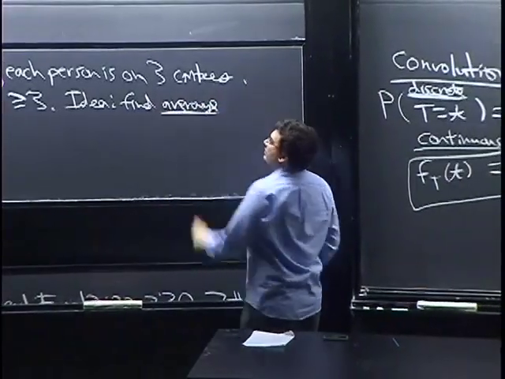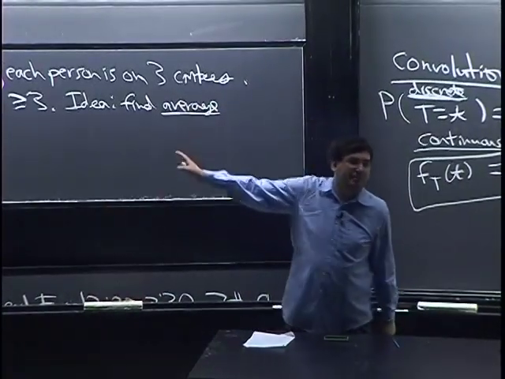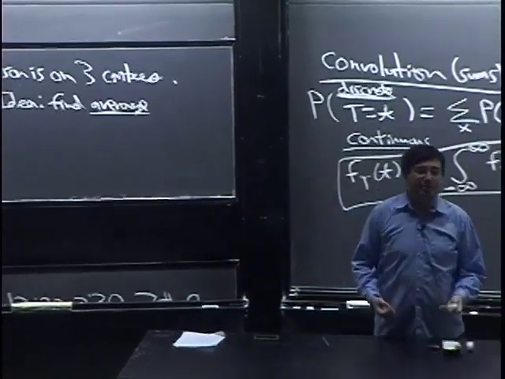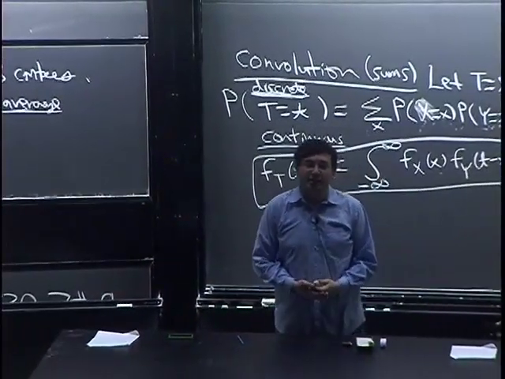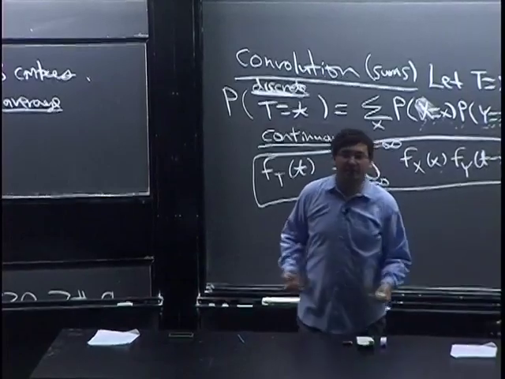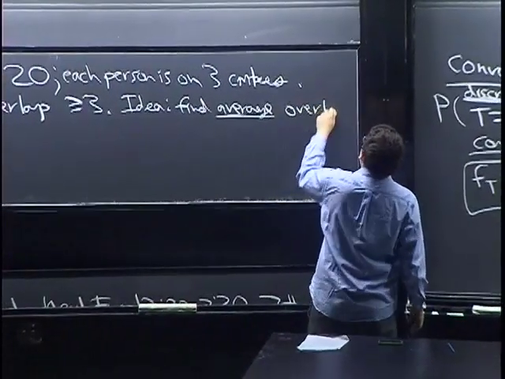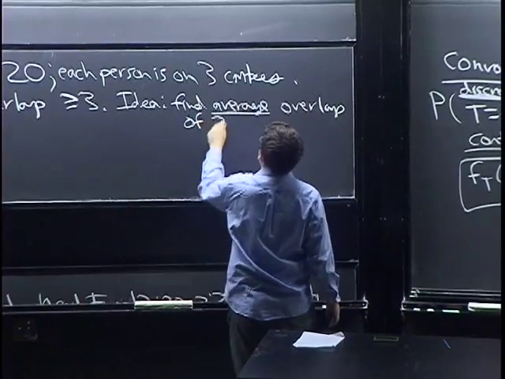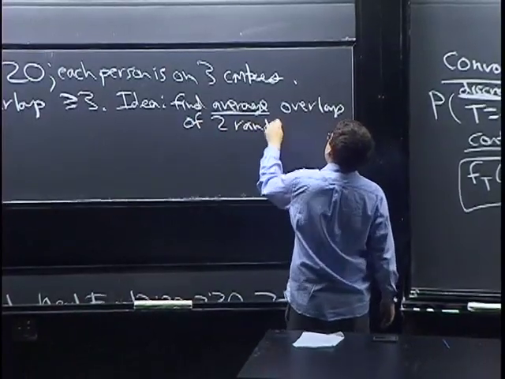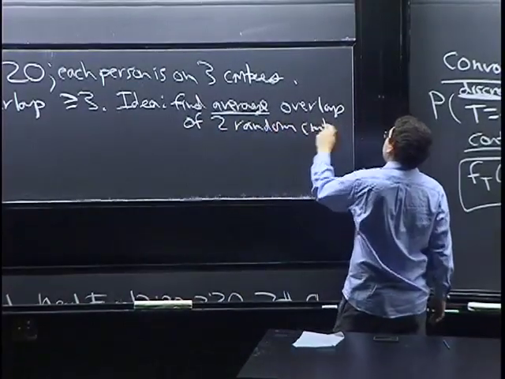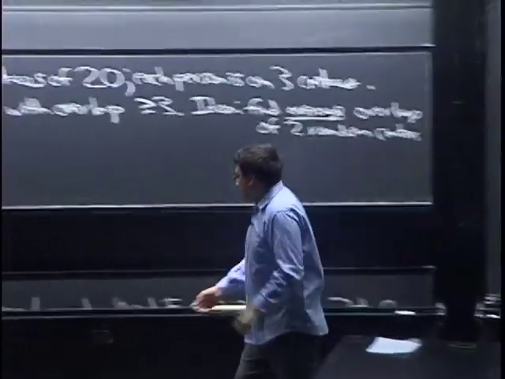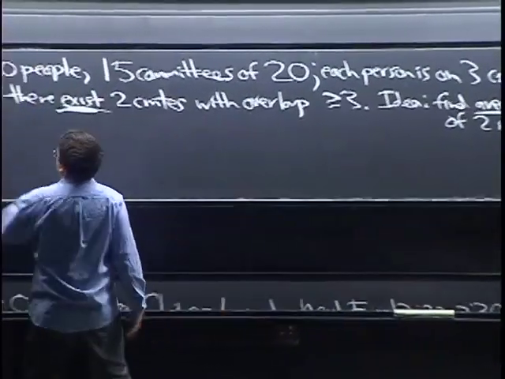I said average, that involves probability. We didn't have any probability yet. We introduce our own probability structure by just saying, let's choose 2 random committees. So find the average overlap of 2 random committees. All right, so hopefully we can do that quickly. So I'll just write E of O.